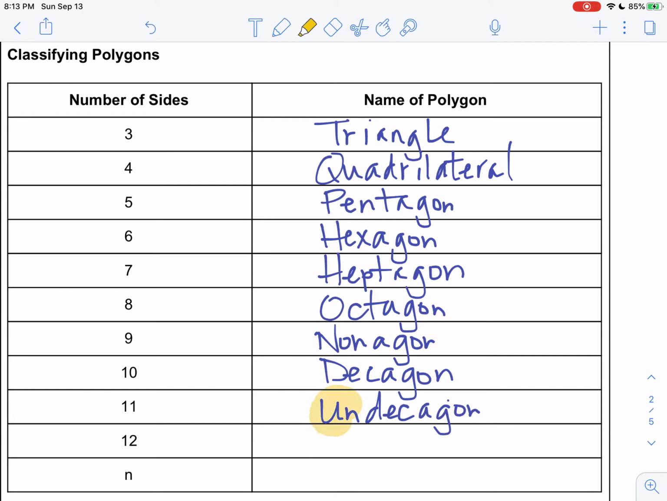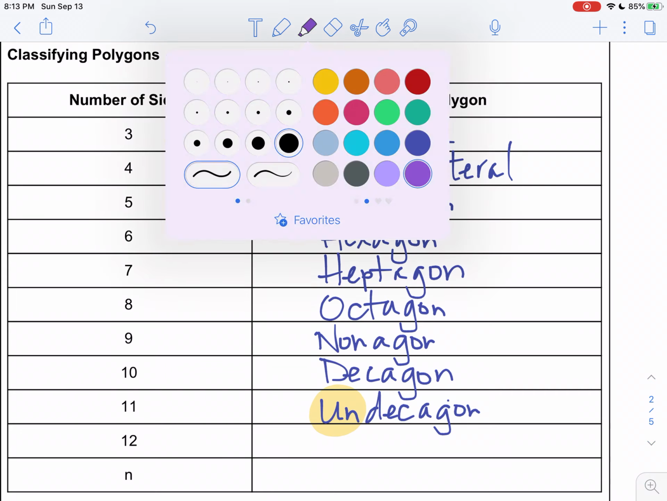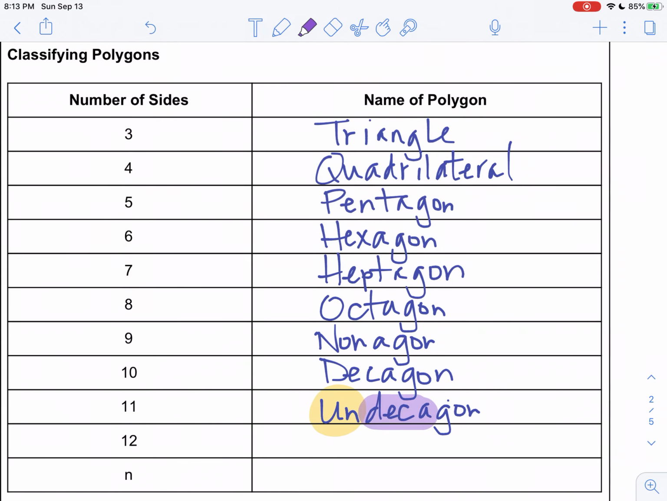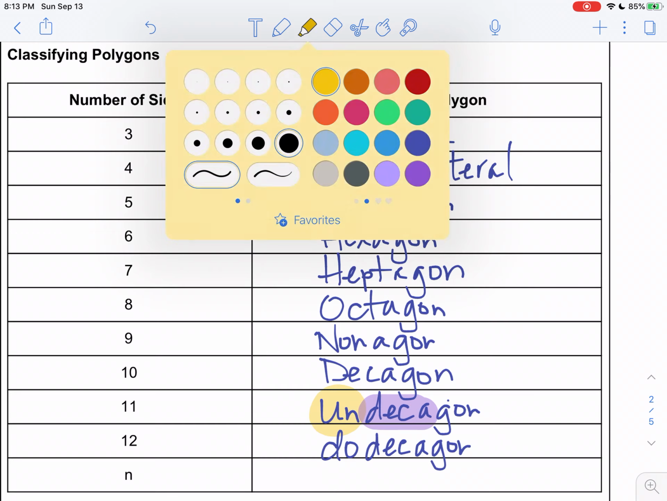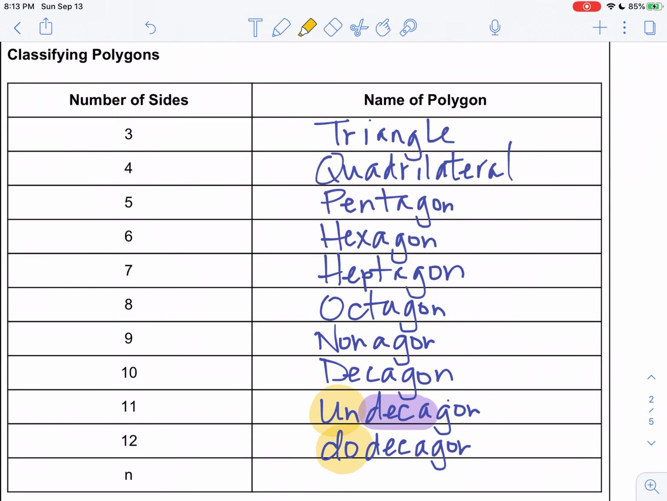Think about root words. Un for uno, deca for decade, 1 and 10 together makes 11. Next one, 12-sided figure is a dodecagon. Again, you can break that down. The prefix do or dos for 2, then the deca in there for 10. 2 and 10 gives us 12.